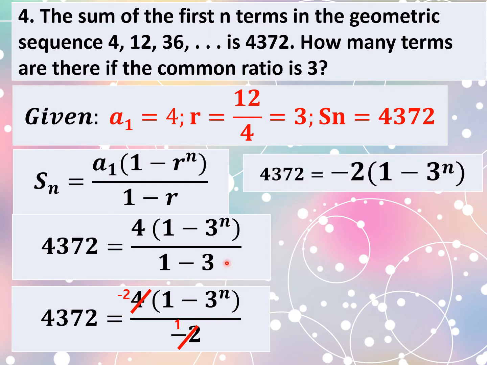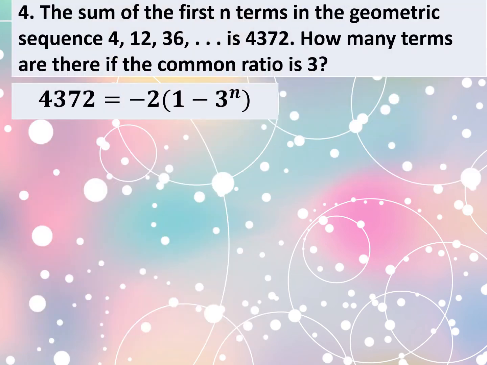And then, magiging 4,372 is equal to negative 2 times 1 minus 3 raised to n. So, from the equation 4,372 equals negative 2 times 1 minus 3 raised to n, kailangan natin ma-isolate yung 3 raised to n para ma-solve natin yung value ng n. So, yung first step is we need to divide both sides by negative 2.